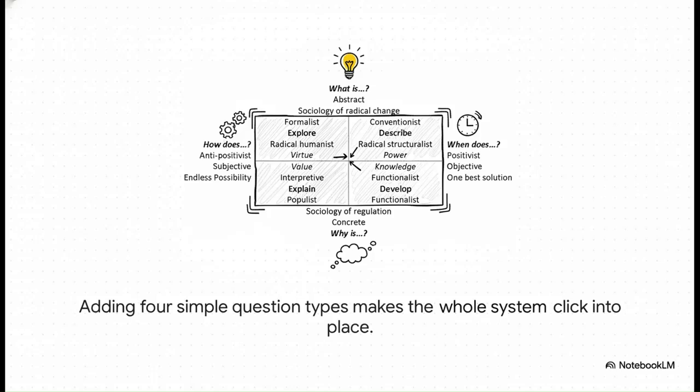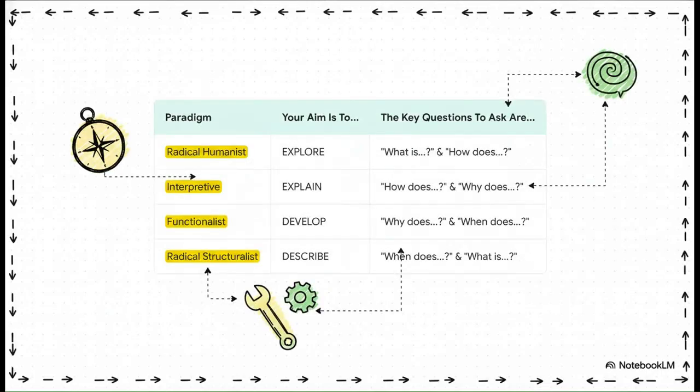Each territory is now defined by the 2 questions that meet right there. Let's make it even simpler. This table right here, all you have to do is find your aim. Let's say your goal is to explore. The table tells you to ask what is and how does. Or maybe your aim is to develop a solution. Okay, then your questions are why does and when does. It's a direct, no-nonsense link from your core mission to your key questions.